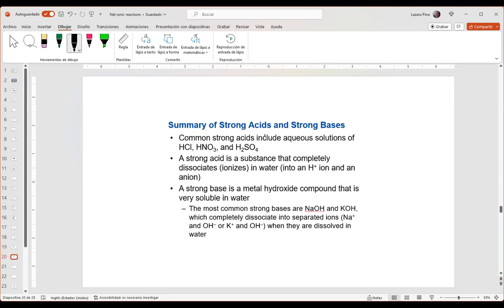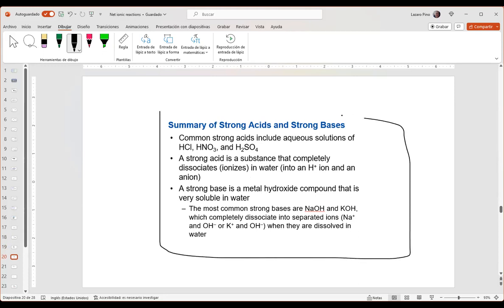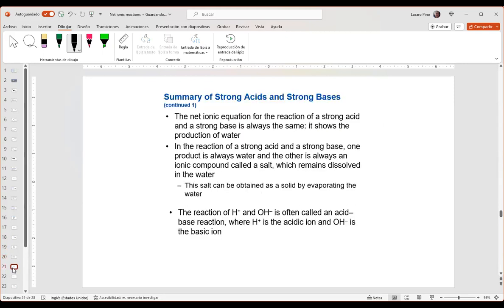Here is a summary of strong acids and strong bases. Here you can stop the video and read this concept because it's very, very important for you. Then the net ionic equation between a strong acid and a strong base is the one that produces water. In the reaction of a strong acid and a strong base, one product always will be water.